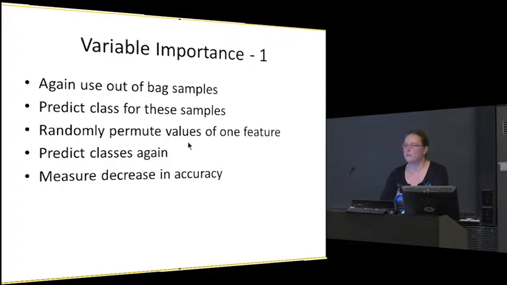But now you randomly permute the values of one feature. So you scramble that one feature and make it useless. And you predict the class again. And then you see how many errors you make now. And that gives you a measure of how important that feature is to discriminate the classes.